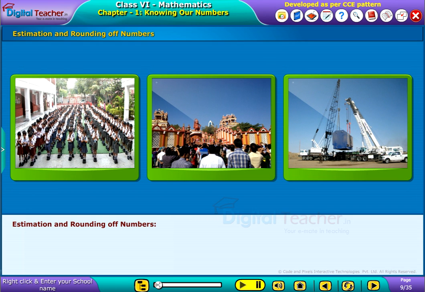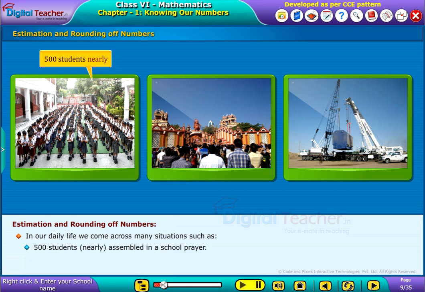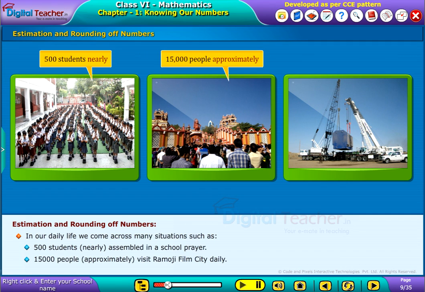Estimation and rounding off numbers. In our daily life, we come across many situations such as 500 students nearly assembled in a school prayer. 15,000 people approximately visit Ramoji Film City daily. 10,000 tons weight roughly lifted by a heavy crane.